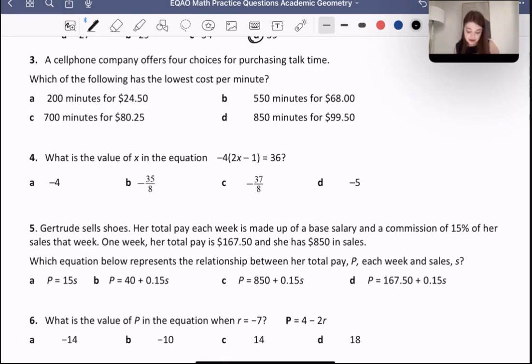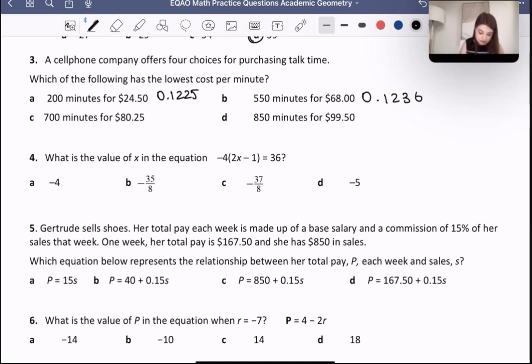Number 3 says a cell phone company offers 4 choices for purchasing talk time. Which of the following has the lowest cost per minute? Okay, well, the first one is 200 minutes for $24.50. So that means we're going to do 24.5 divided by 200 for cost per minute. And that's going to be $0.1225 per minute. What about B? It's $68 divided by 550 minutes. That's going to be 0.1236 and so on.